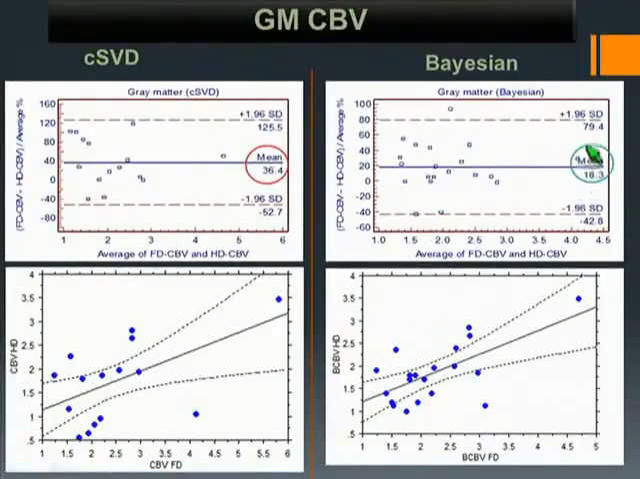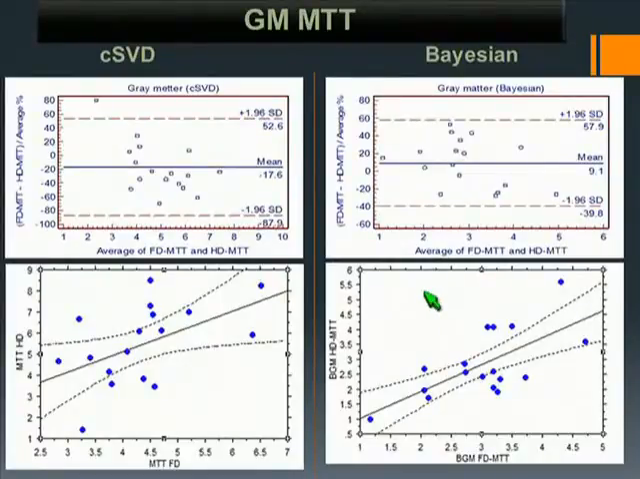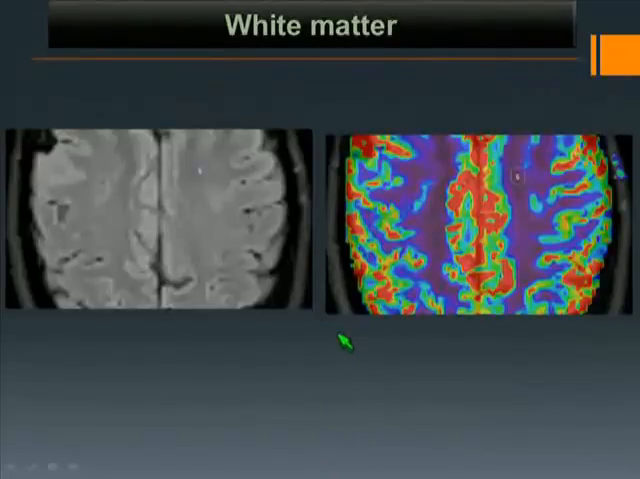So you can see smaller mean differences, a narrower range between the values as opposed to the deconvolution technique, and again, better correlation compared to deconvolution. Similar finding really in MTT, smaller mean differences, better correlation again. And then we did the same analysis in white matter. We put a region of interest in the centrum semiovale.